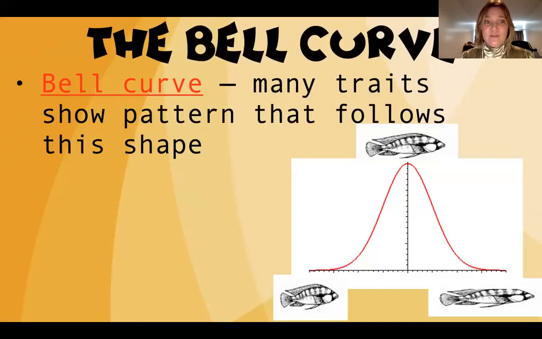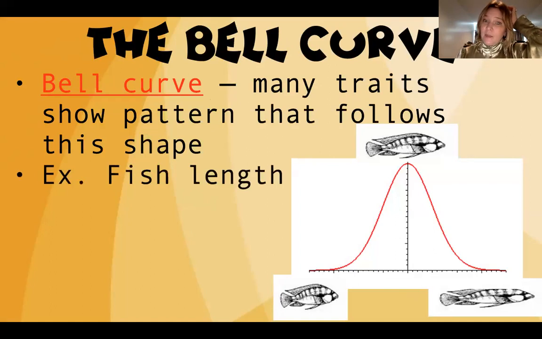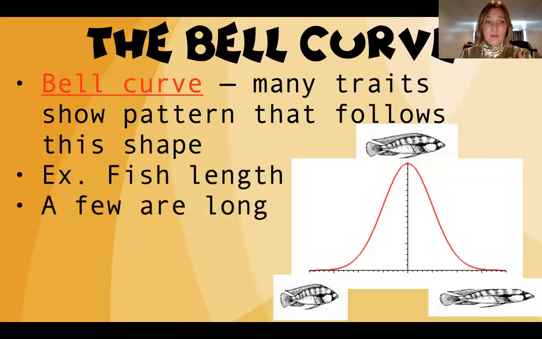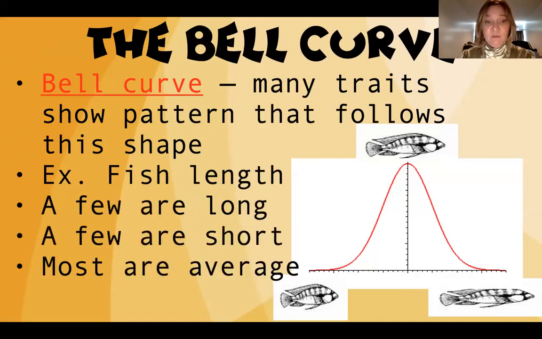A bell curve is basically the shape that many traits follow, meaning that the majority of a population is somewhere in the middle, and then you have outliers on either side. In this example, I'm using fish length. So there's a few fish that are long, a few fish that are short, but most of them are average. So if you plot the number of individuals versus length, you're going to end up with a nice bell curve.